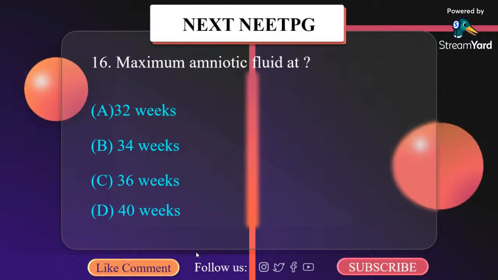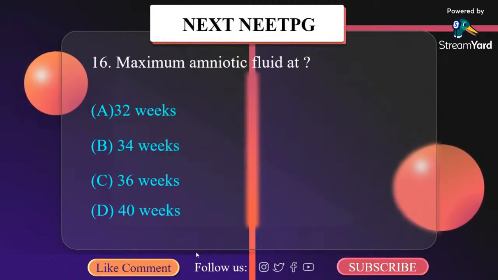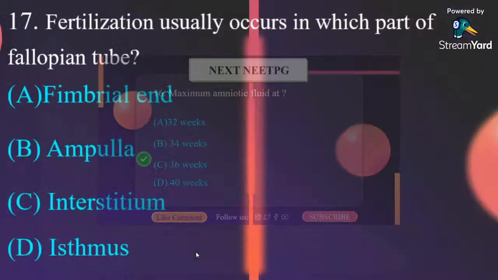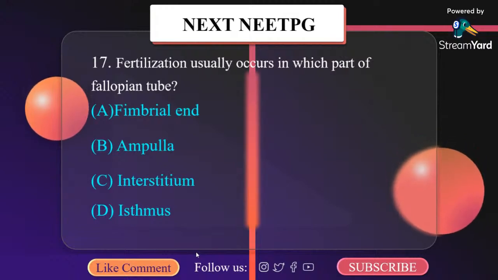Maximum amniotic fluid is at A. 32 weeks, B. 34 weeks, C. 36 weeks, D. 40 weeks. It is 36 weeks.